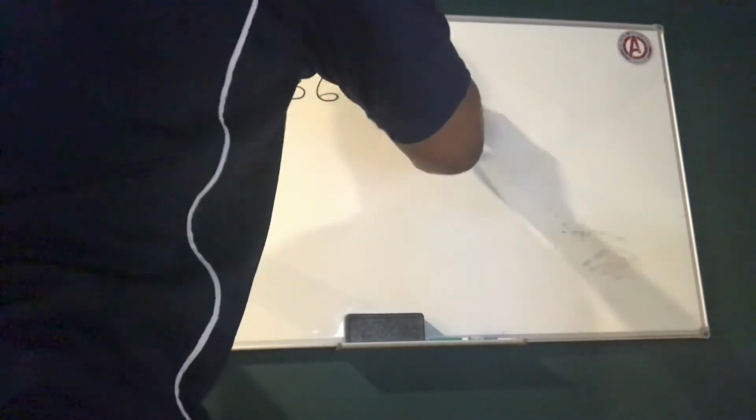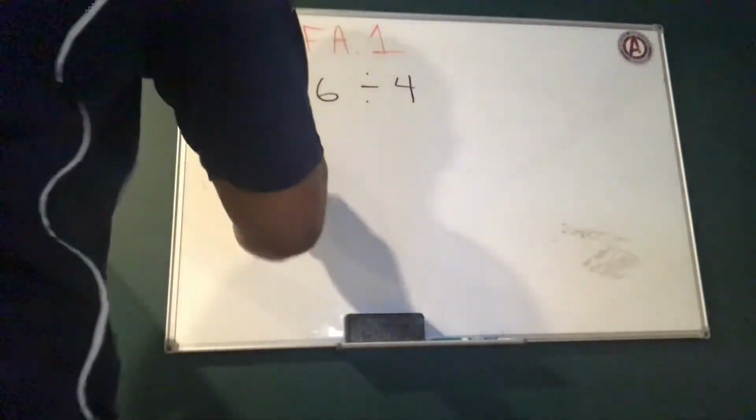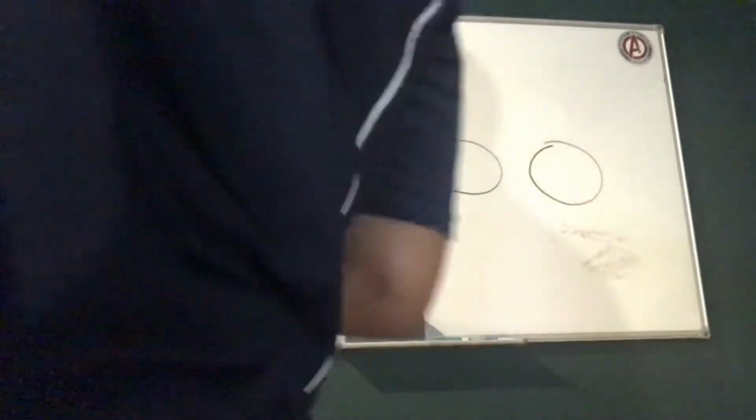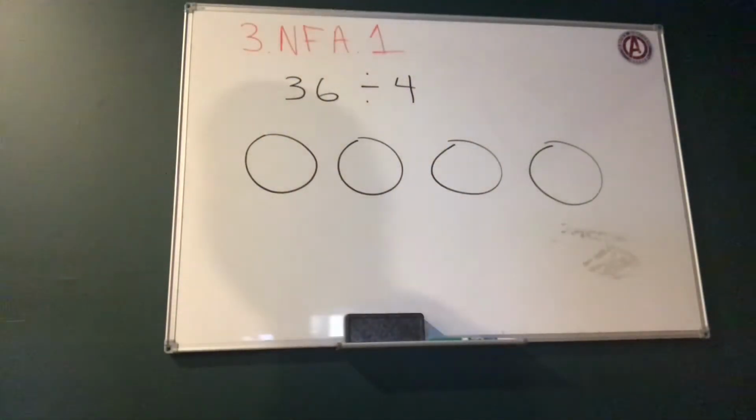So we're going to take 36 and divide it into 4 groups. So 1, 2, 3, 4. Go ahead and use your journals or your scrap paper and divide 36 into 4 groups.